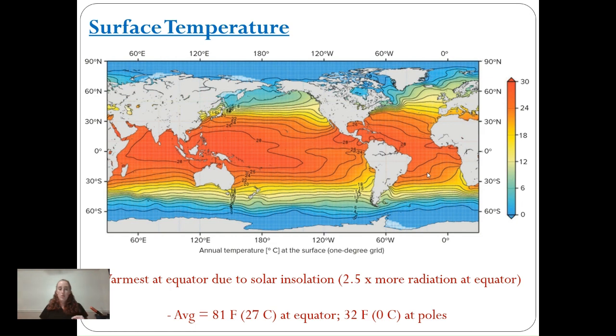Orange colors represent warmer temperatures. Blue colors represent colder temperatures. The equator has the highest temperature. Go north or south of the equator, then you have colder temperatures. Just for some statistics, on average at the equator, it's about 81 degrees Fahrenheit. At the North and South Pole, it would be right near freezing.